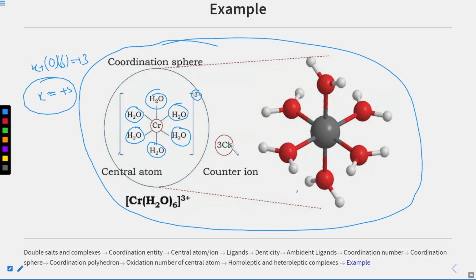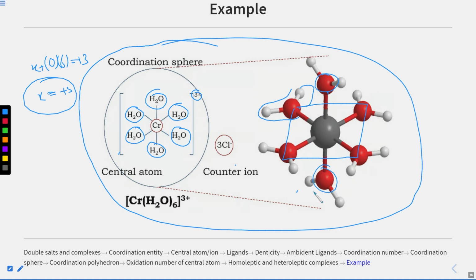Now the counter ion that is present is Cl minus. There are 3 Cl minus that would balance exactly the 3 plus charge, and therefore the overall complex will be neutral. Clear? So this is the molecular diagram for this. You can see, do not consider this as the geometry of the ligands; we only see the geometry of the central atom. See, it is octahedral. You can see very clearly that this is octahedral. On one plane we have these 4 ligands, and on the up and down sides we have the other two ligands.